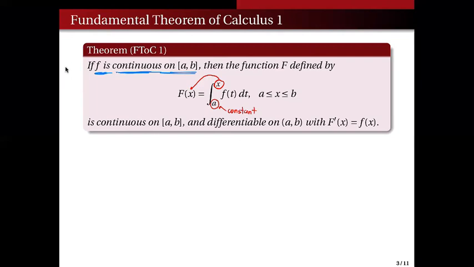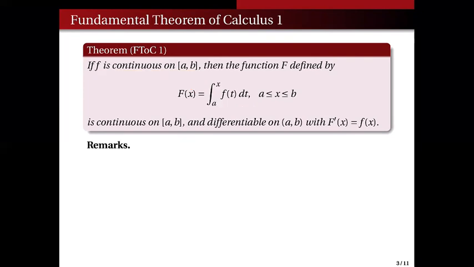So again, small f is continuous on the closed interval [a, b]. Capital F is a function of x. This x here is an upper limit of integration, and the lower limit of integration must be constant. So that when you have this, if you get the derivative of capital F, it will become small f of x.